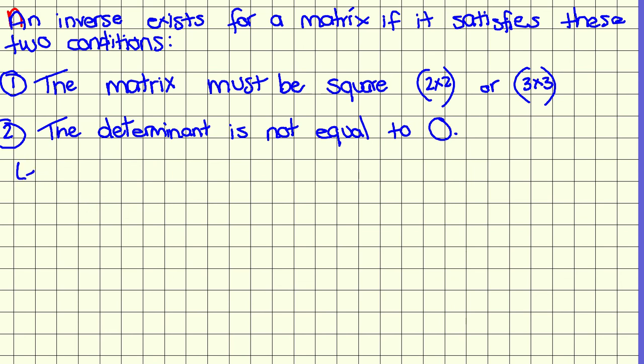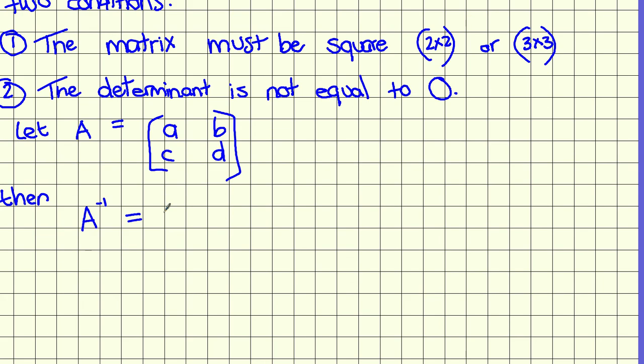So if we say let A equal, we'll just do a 2 by 2, so a, b, c, d, then the inverse of A, so it's A with a power of minus 1, equals, at the front we've got a fraction. It's always 1 over whatever your determinant is, so obviously ad minus bc, so det A, open brackets.